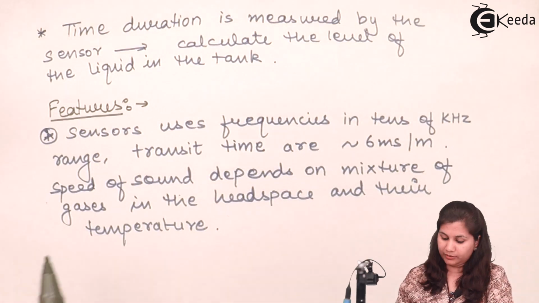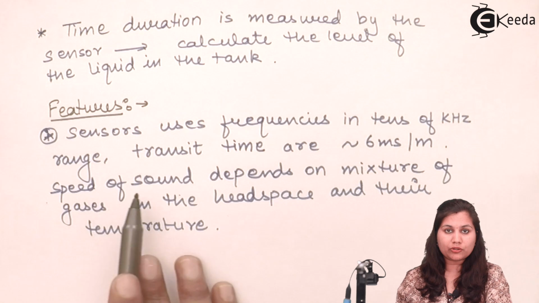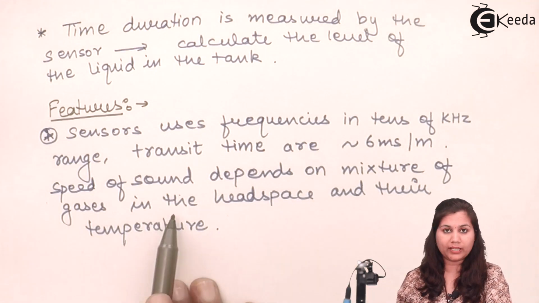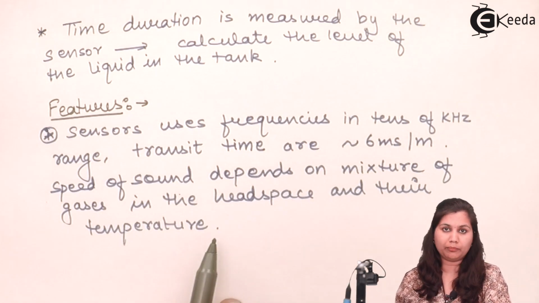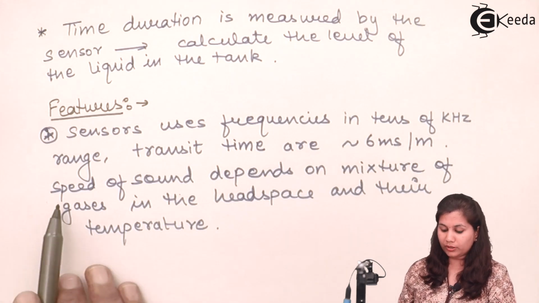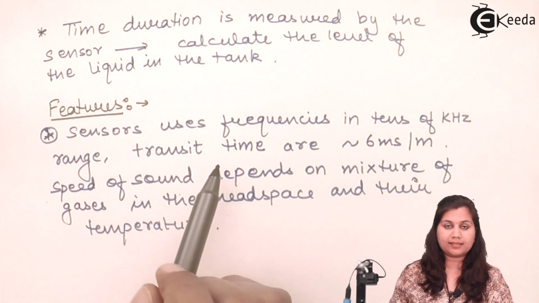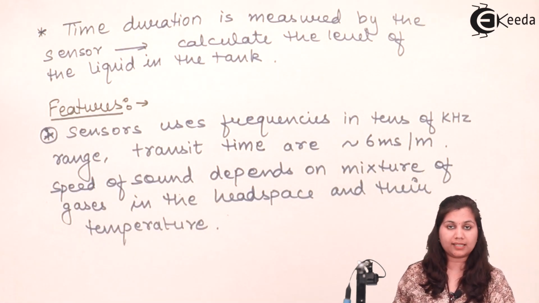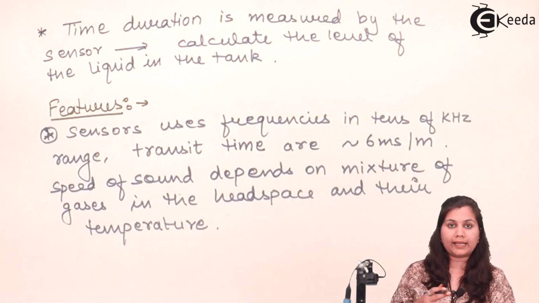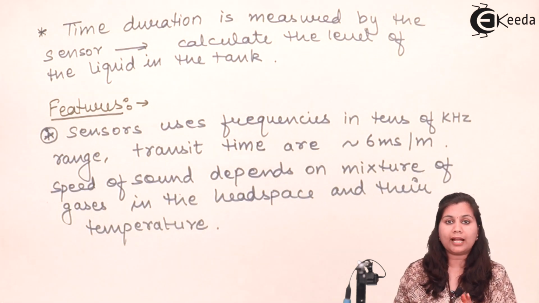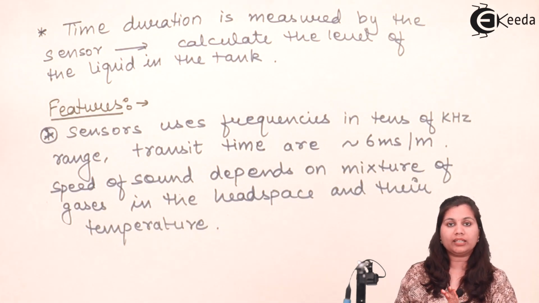So the feature is that the speed of sound depends on the mixture of the gases in the headspace and their temperature. To reduce the effect of the temperature, these ultrasonic level sensors must include a temperature sensing device which is continuously measuring the temperature of the gas between the sensor and the liquid level, so that we can get the correct measurement of the distance and the time, and the correct measurements for the level also.